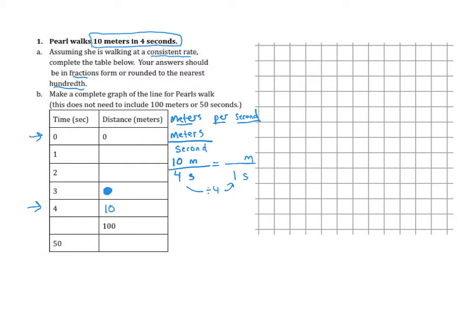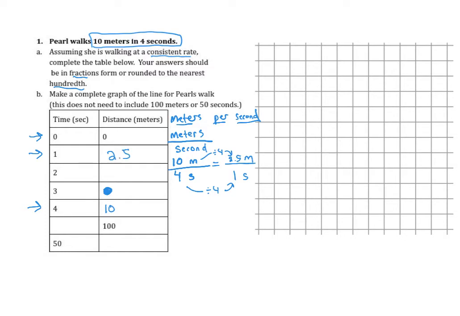But if we do that to our denominator, we have to do it to our numerator too. So we're going to say 10, we're going to divide it by 4. And you can use your calculator for that. Just plug in 10 divided by 4. And what you end up with is 2.5 meters in 1 second. We can go over to our table right here, see that when our time is 1, we can now put that our distance is 2.5.